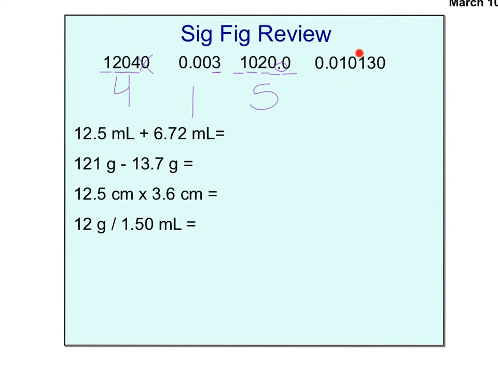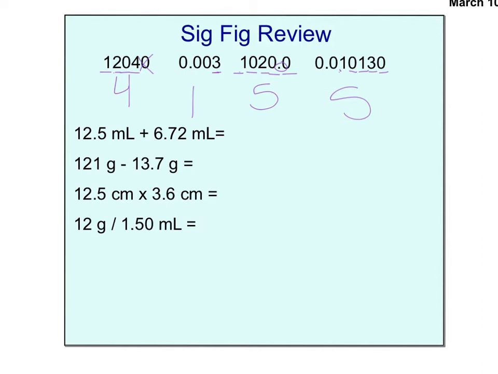And the final example over here is going to have 5 sig figs as well. We've got 1, 2, 3, 4, 5. This trailing 0 counts because of the decimal point up here. So even though it's way after the decimal point, it still counts. These leading zeros don't count because leading zeros never count.